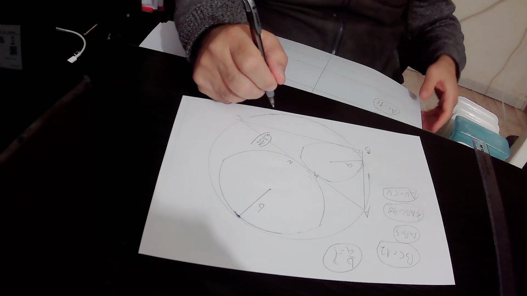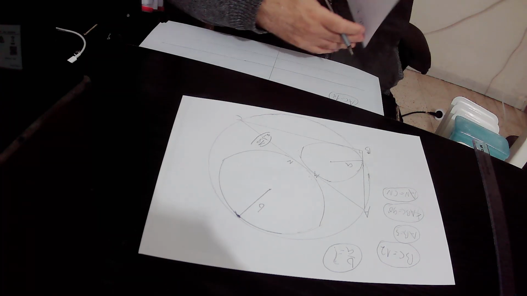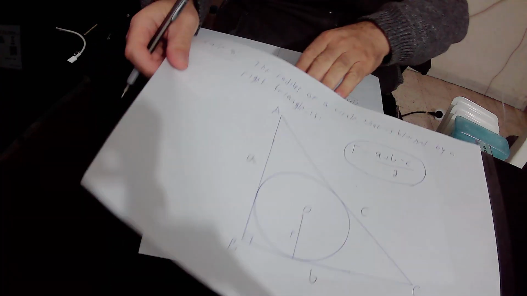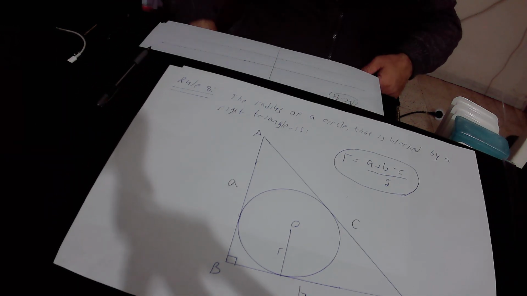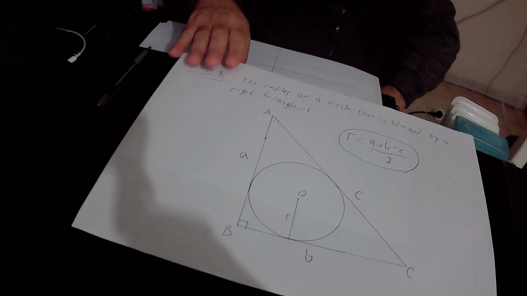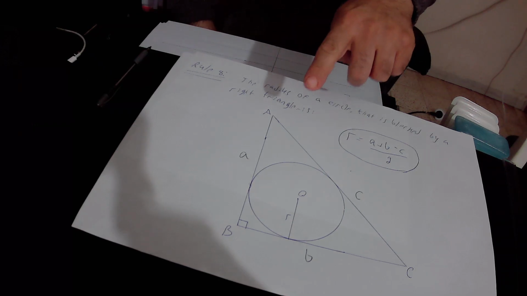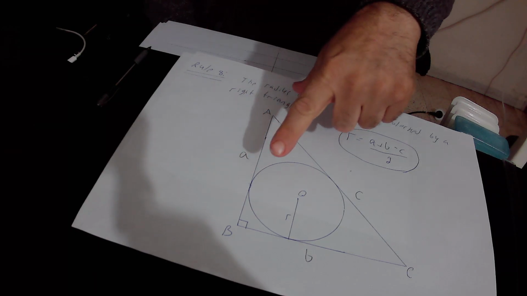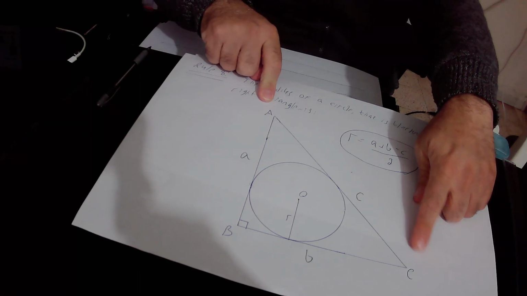In the next step, I will present to you a new rule, rule number 8, and we'll implement rule number 8 in our drawing. According to rule number 8, the radius of a circle that is blocked by a right triangle is R equals A plus B minus C over 2. We have the right triangle ABC, angle ABC equals 90 degrees, side AB equals A units in length, side BC equals B units in length, and finally the length of the hypotenuse AC is C.